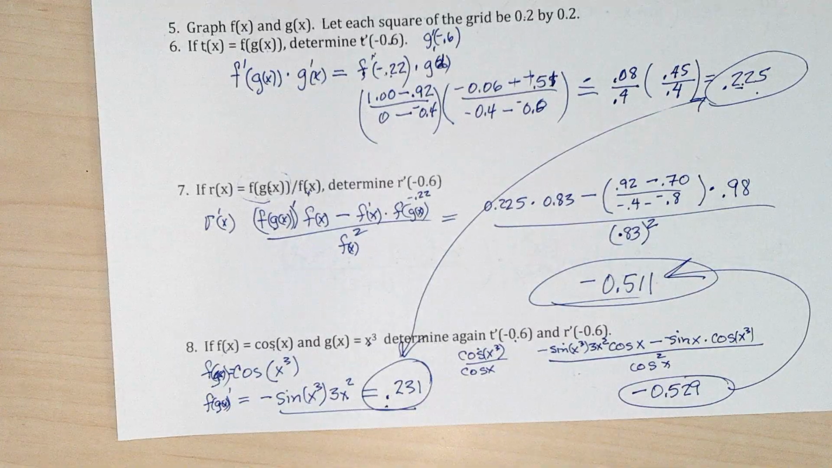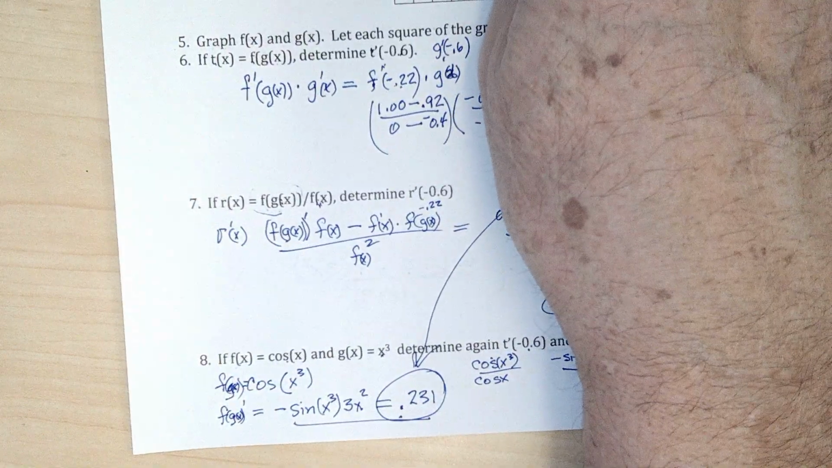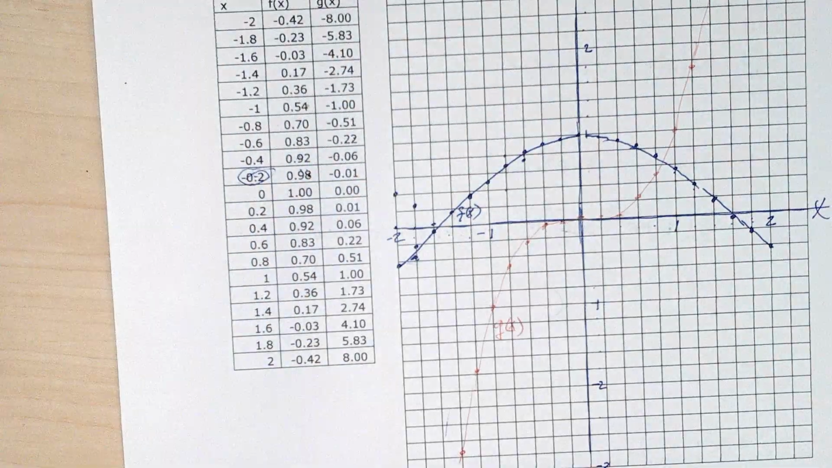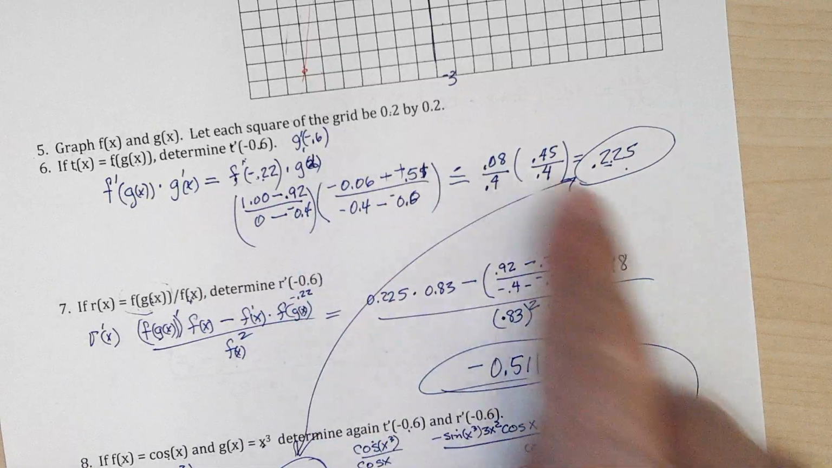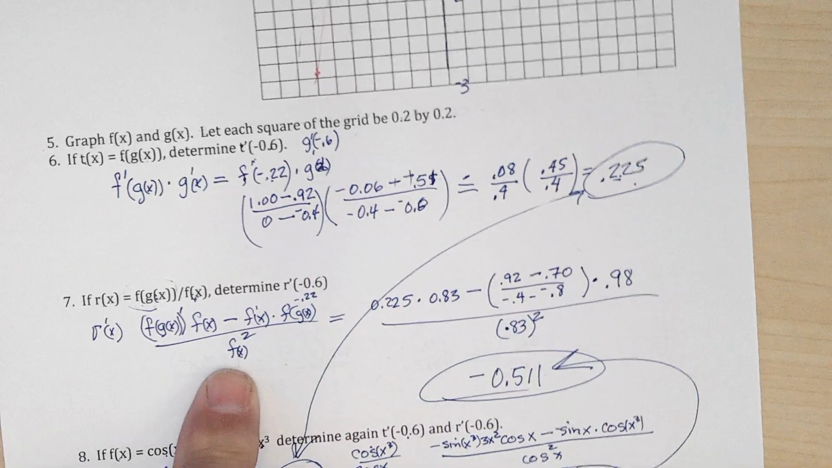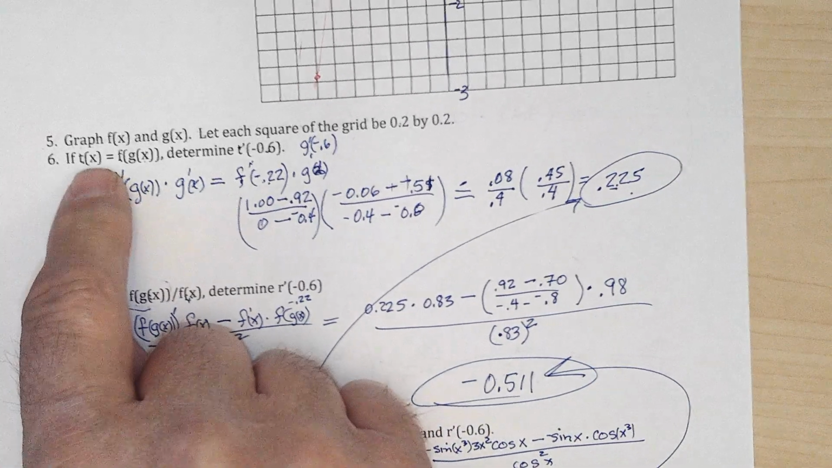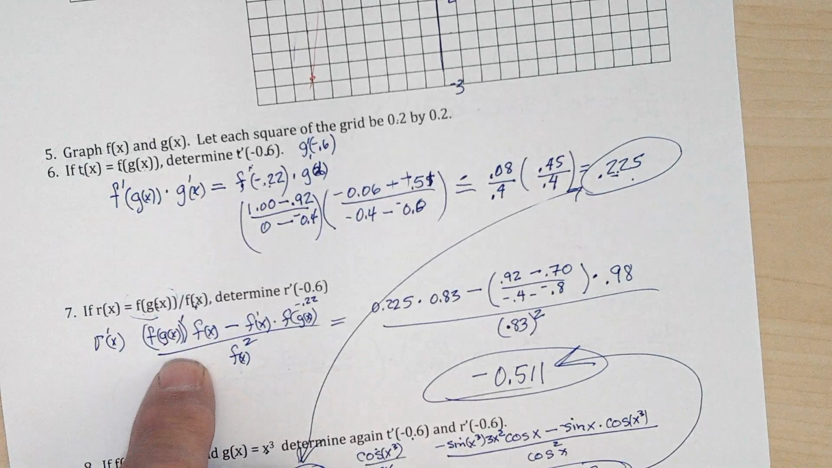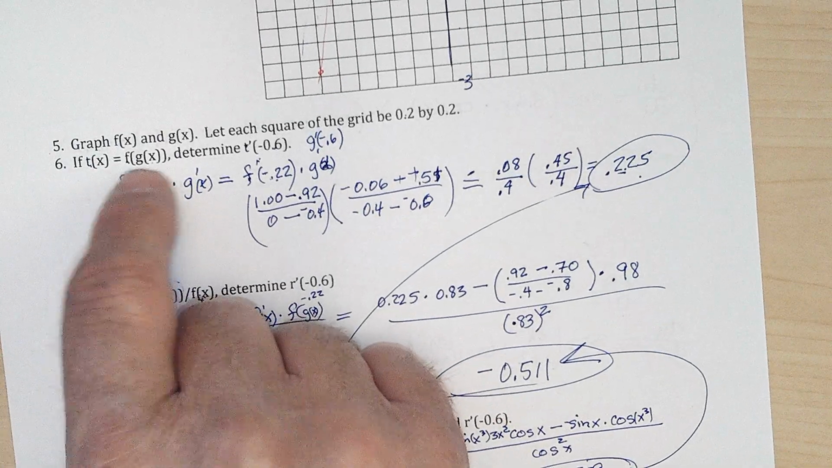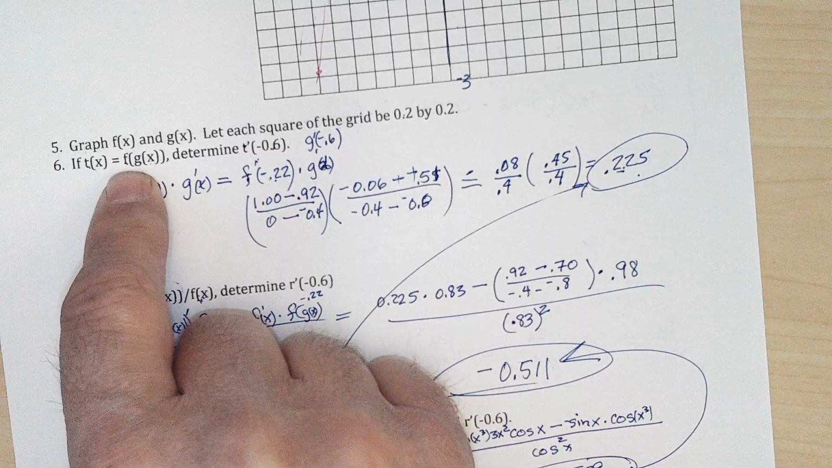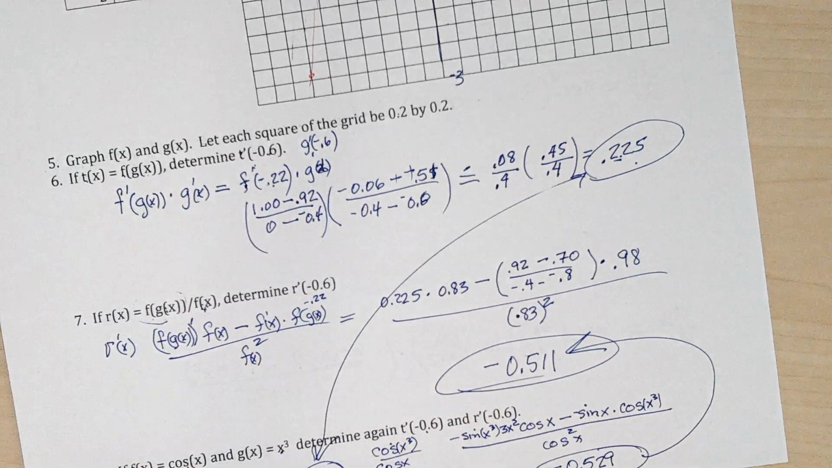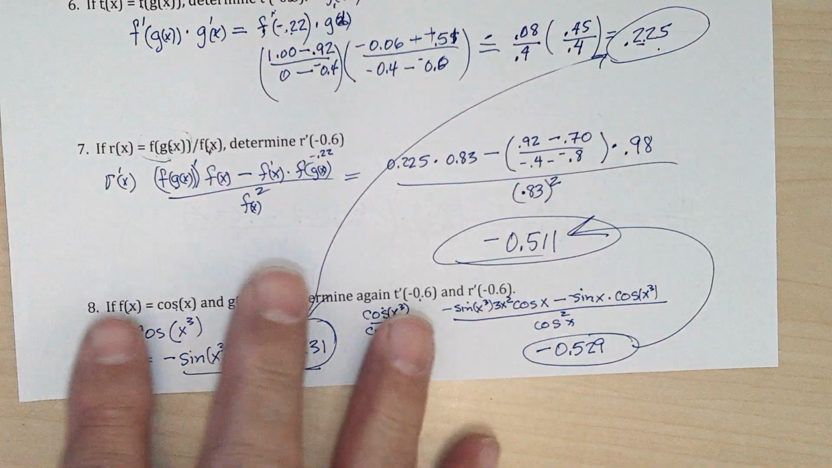Messy stuff, but that's how it works if you didn't know the equations and you just have data. You just have data. This is how you have to work with the data to try to figure out the rate of change of these complicated composite functions or quotient functions, and it's a lot of work. Okay?